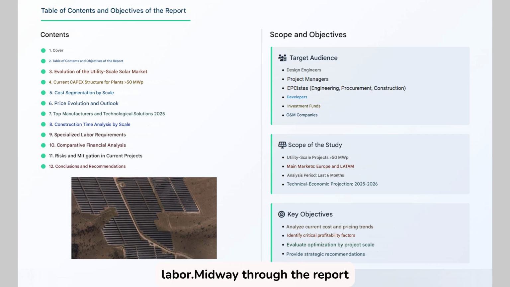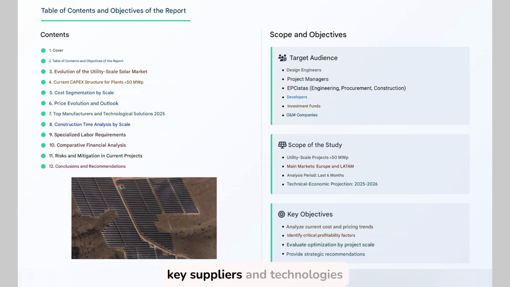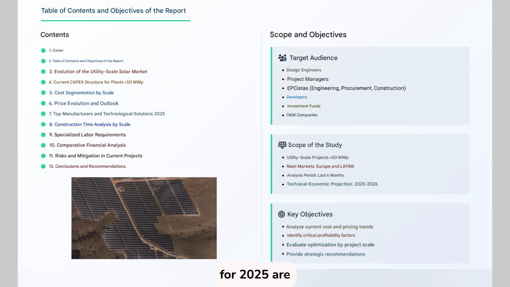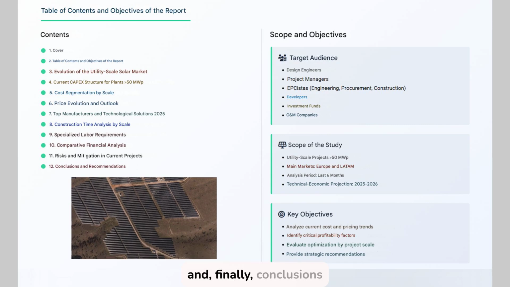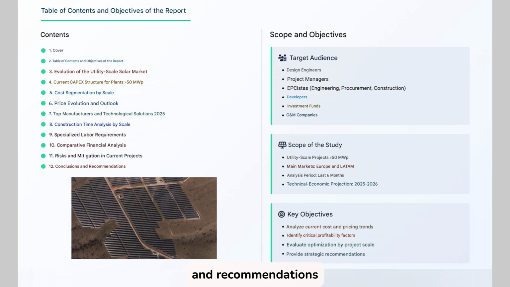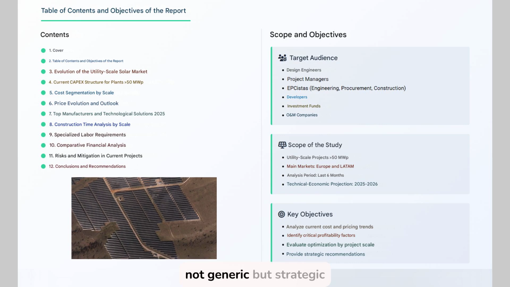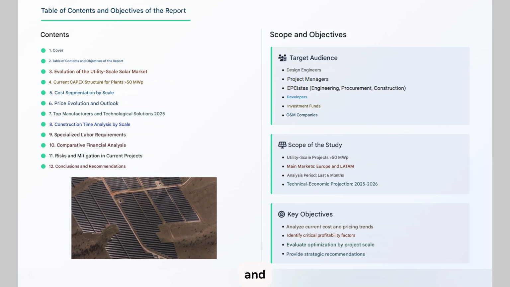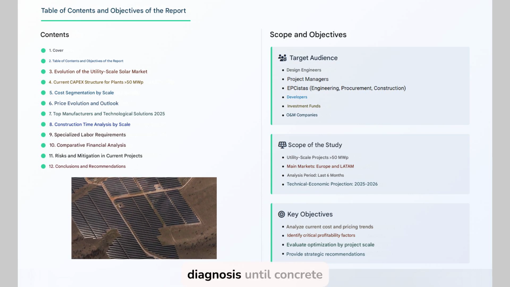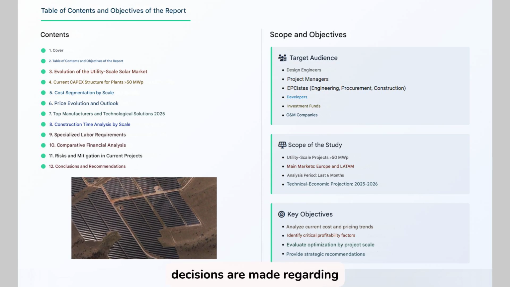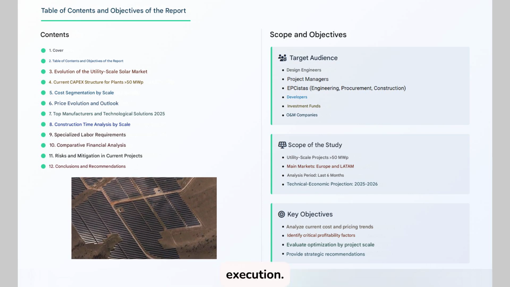Midway through the report, point 7, the key suppliers and technologies for 2025 are introduced. We close with a risk section, and finally, conclusions and recommendations, point 12, which are not generic but strategic and actionable. This sequence allows us to study the general diagnosis until concrete decisions are made regarding investment and project execution.